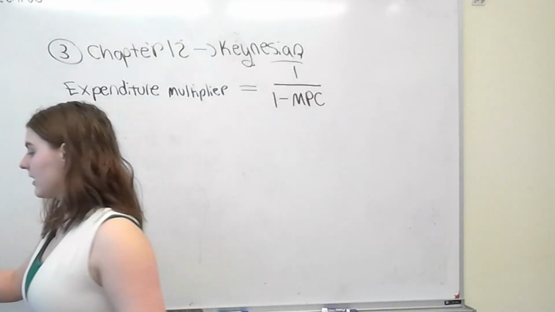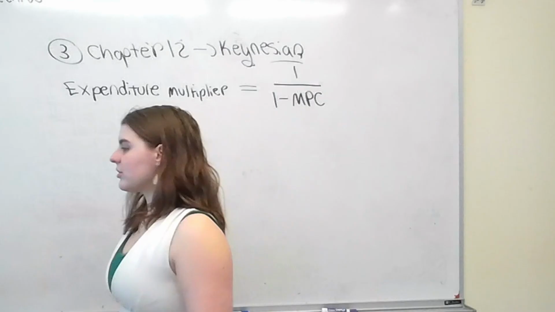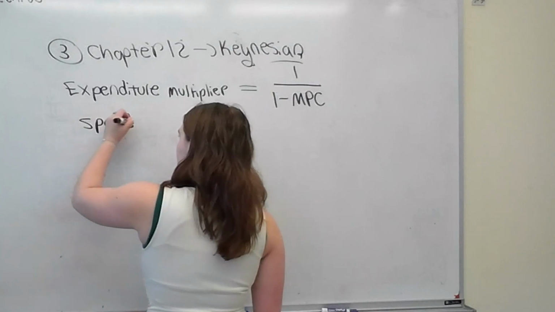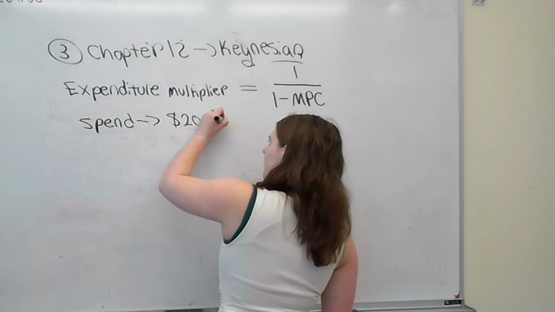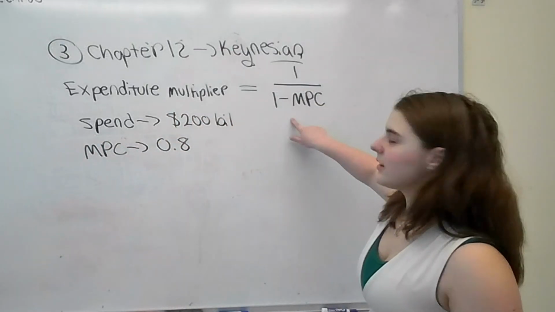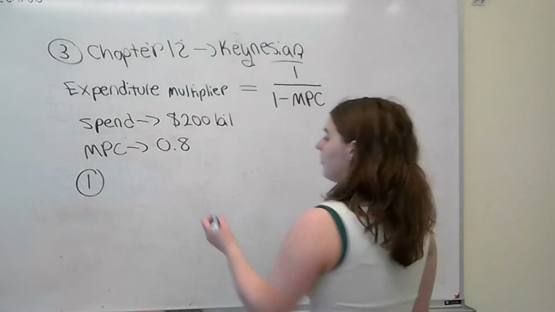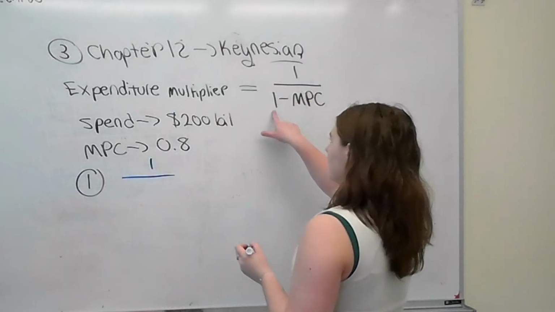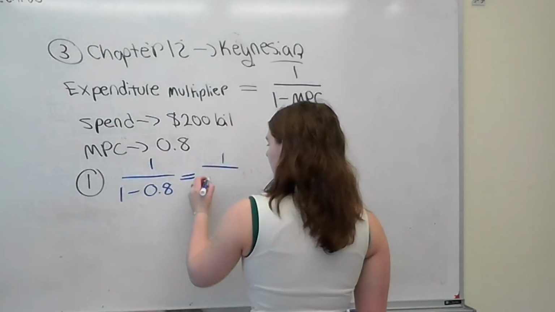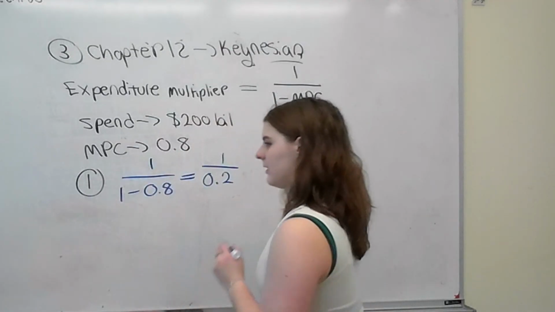So this question says that the government of Malaria is launching a new infrastructure project, and it's worth about $2 billion. The marginal propensity to consume is 0.8. So we have spending, in this case, is 2 billion, and the MPC is 0.8. We're going to plug these in. So for question 1, it is just a plug and go. So we have 1 over 1 minus 0.8. That's going to be 1 over 0.2, or 5.